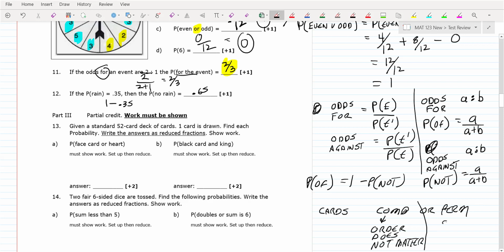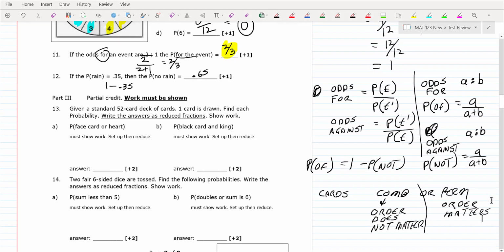A permutation, order matters. A good thing to get wrapped around in your mind is an example of each. To me, cards is the perfect example of a combination. You're dealt 5 cards, it doesn't matter what order they're given to you, it's still the same. Oh, this is 1 card. Yeah, so we're not going to do that on the 1 card.